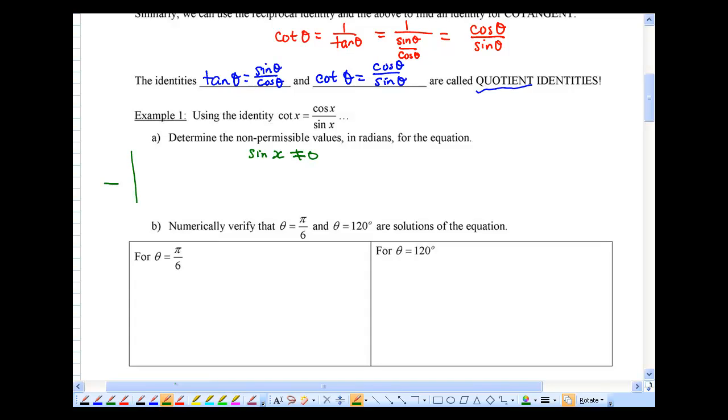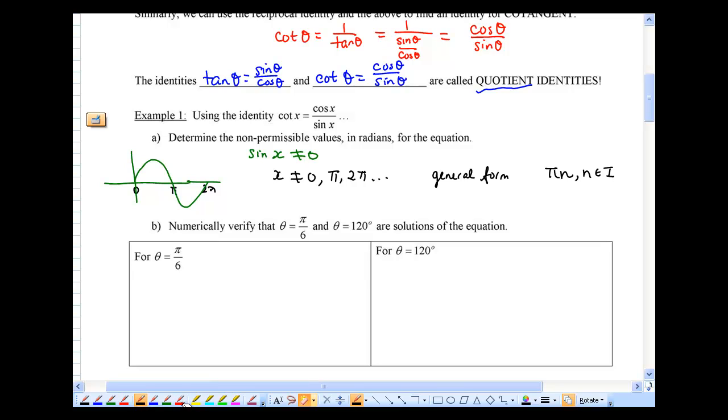If you're not too sure, think back to chapter 5 and just sketch out the sine graph. There's the lovely sine graph. This is 0. That must be pi and 2 pi. So it looks like it's 0 at 0, pi, 2 pi, and so on. If I wanted something in general form, I would strongly suggest it's just multiples of pi, so pi n. Maybe not a general formula, but general form. Alright, we found the non-permissible values.